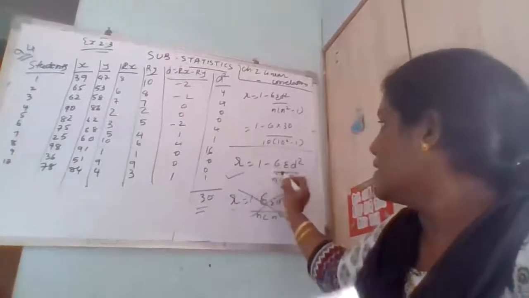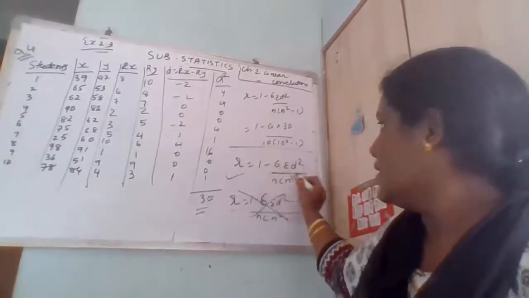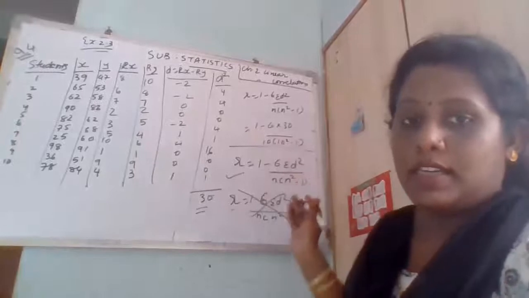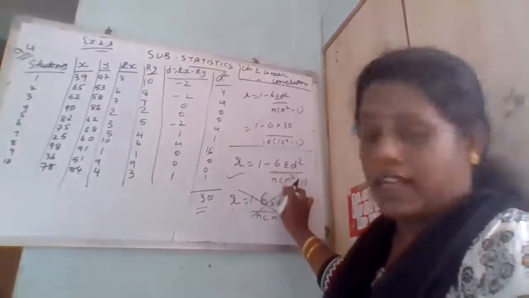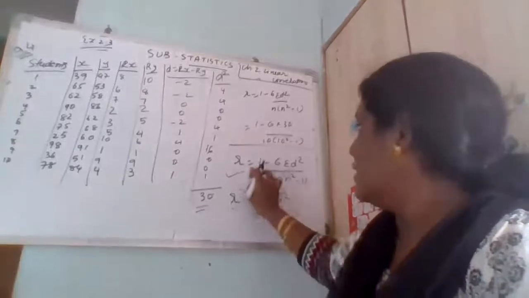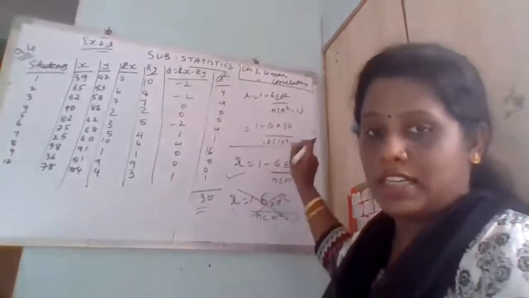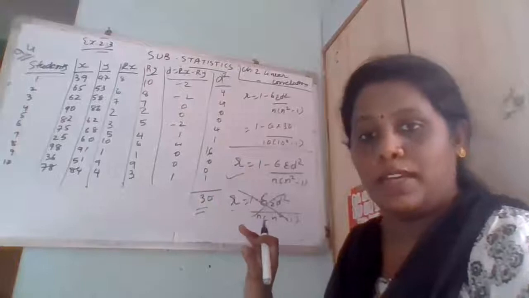So this is the wrong formula. You have to write like this. You have to take care of this line upon. So 6 sigma d square upon n square minus 1. n square minus 1 is not the denominator of 1. It is only the denominator of 6 sigma d square. Okay.